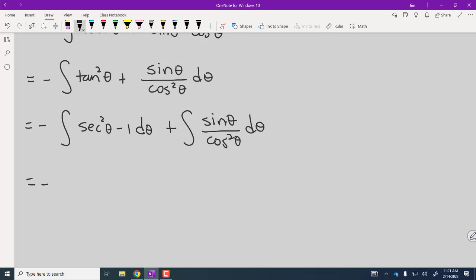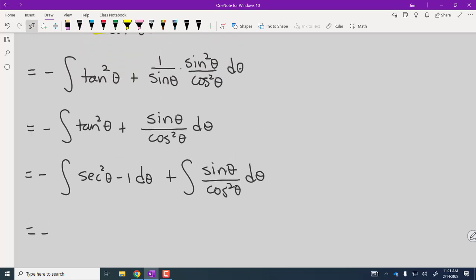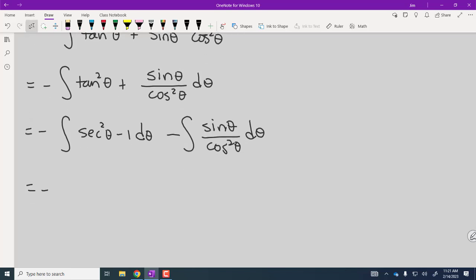Oh, and I've got to be careful. This minus is way out in front. So either we put big brackets or we make that plus a minus. Yeah, let's do that. So we'll make that a minus, because this minus is out in front, so it's got to be shared. All right, let's put our u sub over here. We're going to let u be cosine. So then du is minus sine theta d theta.